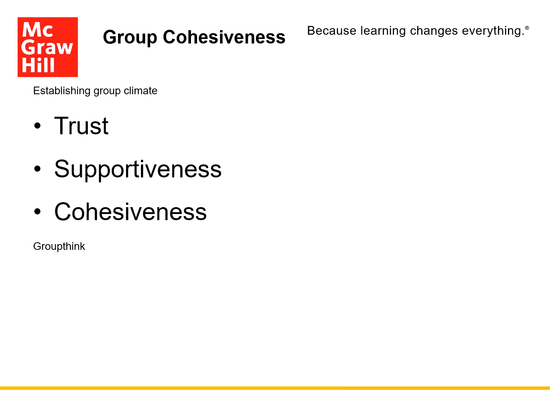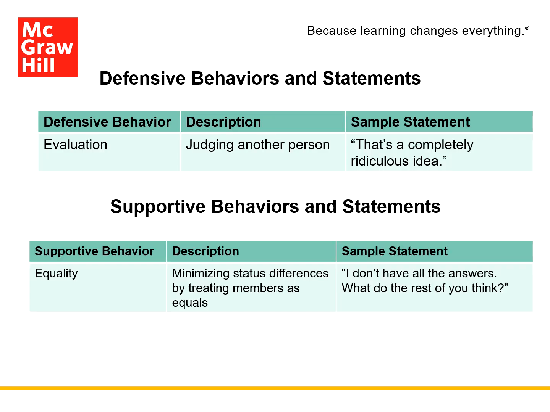Now, groups, for them to be cohesive, must have trust, must have supportiveness, and must have cohesiveness. That means they must be able to work together. But guard against groupthink. And what is groupthink? This is where all group members think the same, and it's not necessarily a good thing.